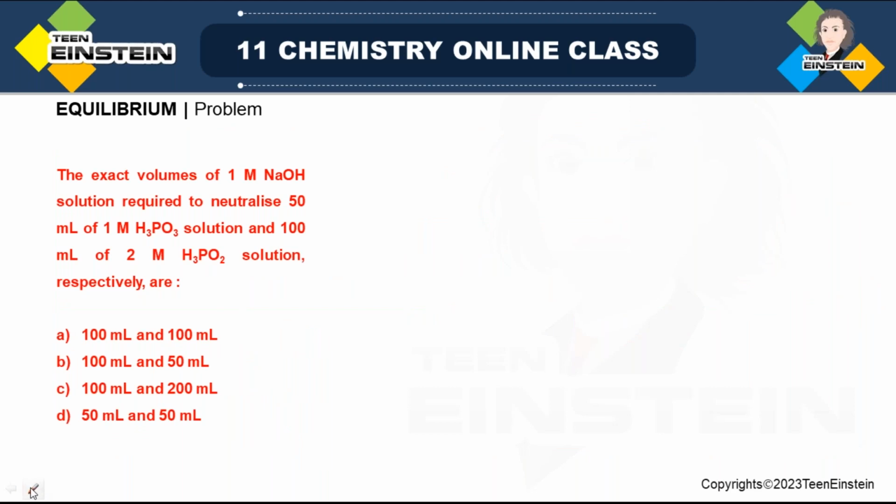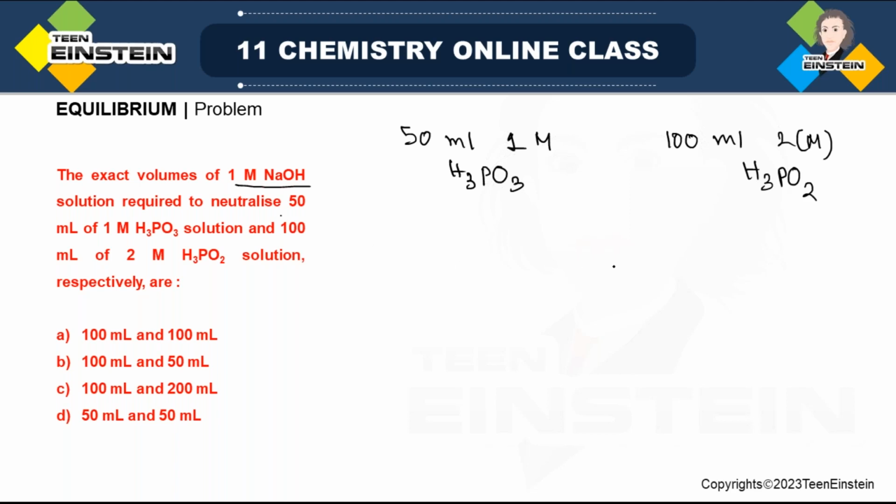So related to this, whatever we have learned in the last slide, we will solve this problem. Find the exact volumes of 1 molar NaOH solution required to neutralize 50 ml of 1 molar H3PO3 and 100 ml of 2 molar of another acid, H3PO2. You just have to know the volume required for the first acid separately and for the second one. So you have to know how many replaceable hydrogens are there.